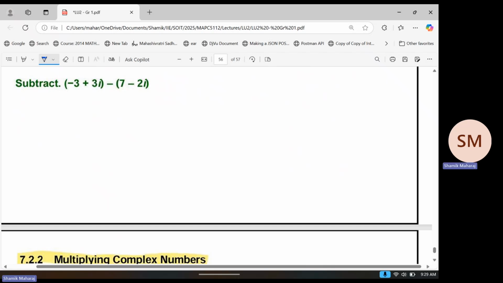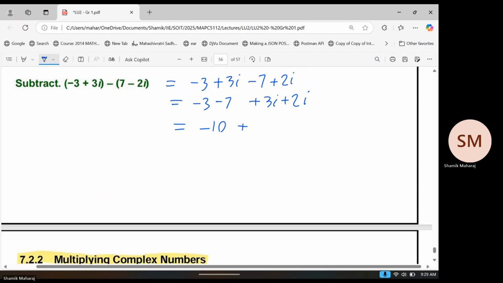Okay, so this one shouldn't be too long. -3 plus 3i, there's a negative outside the brackets, which means we have to distribute the negative. So it becomes -7 plus 2i. Okay, so -3 minus 7 on one side, plus 3i plus 2i on the other side. So this becomes -10 plus 5i. Guys, everybody with me?